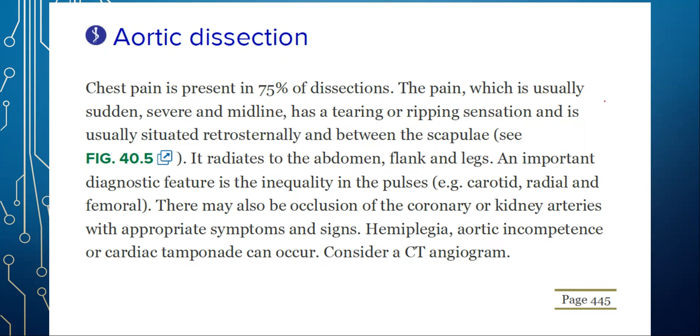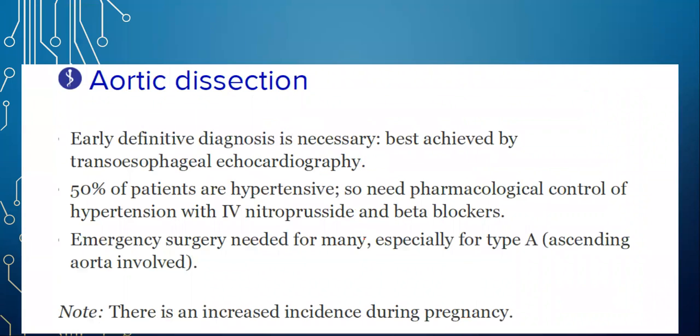Good. Next is aortic dissection. Aortic dissection is one of the other important causes of chest pain. You already know that the patient presents with sudden severe retrosternal chest pain, has a tearing or ripping sensation, and it radiates to the back, sometimes even can radiate to the abdomen, flank, or legs. If you check the blood pressure on both arms, there will be some difference between those. How are we going to investigate this patient? The most definitive investigation for a suspected aortic dissection is transesophageal echocardiogram. Okay, if transesophageal echocardiogram is not available in the options, then you can choose CT angiogram.